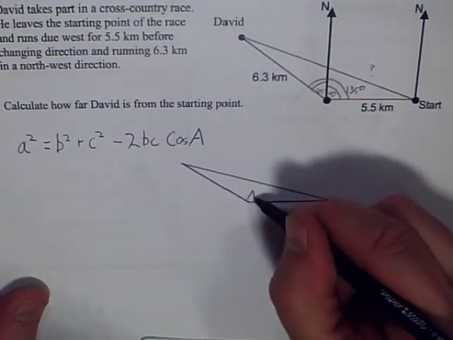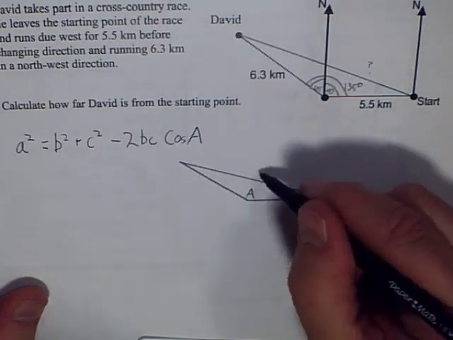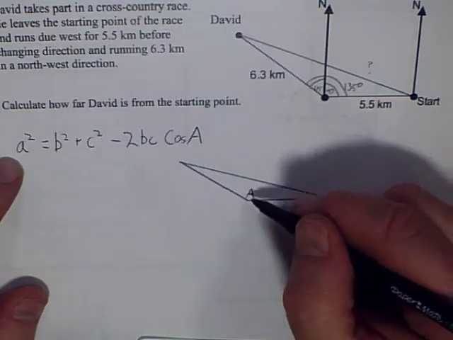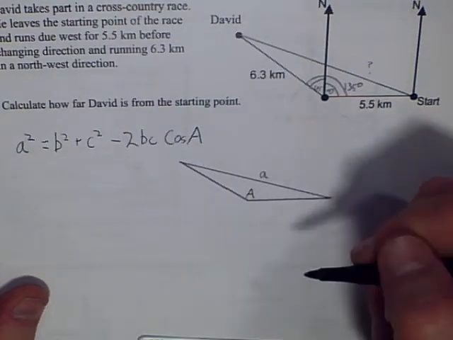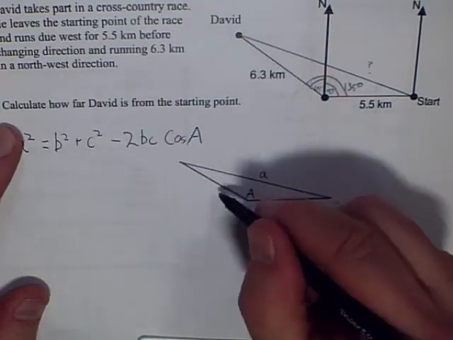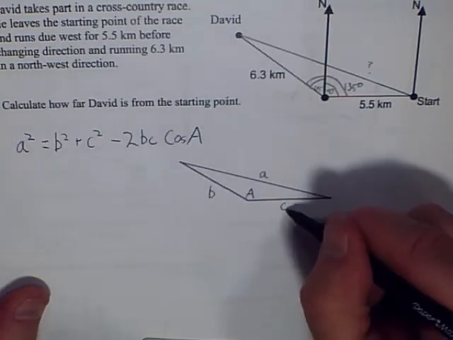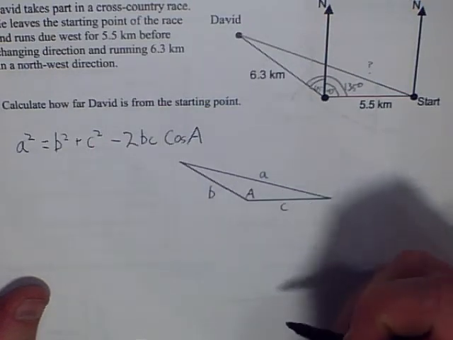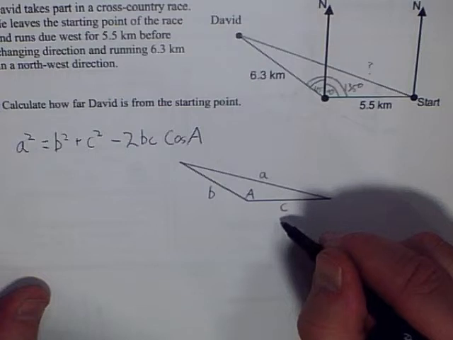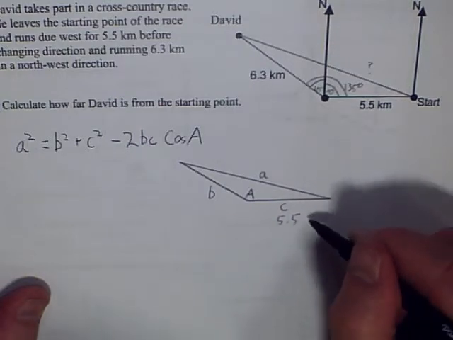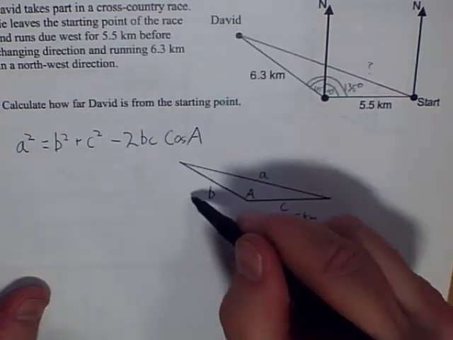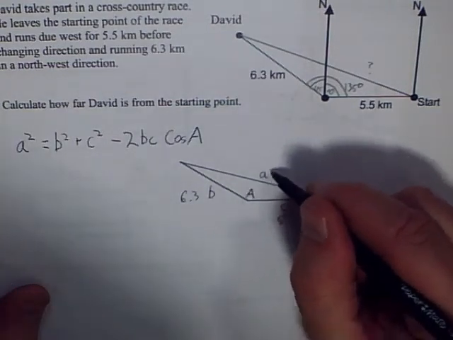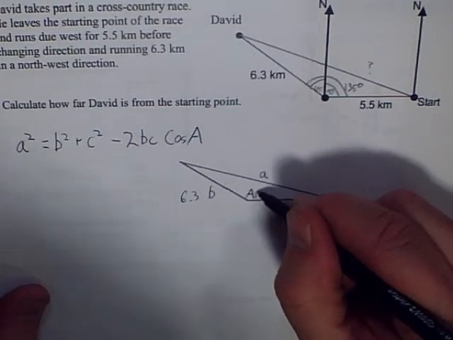I'm going to label this angle A, which means that this side, the side is always opposite. So the little a, side little a, is opposite angle big A. Okay. So I can make this B and this C. This would be angle big B and this would be angle big C, but I don't need it for the cosine rule. All I need is this. Now I know that this is also 5.5 kilometers, and I know that this is 6.3. I'm trying to find this out, a. I know that this angle here is 135 degrees.